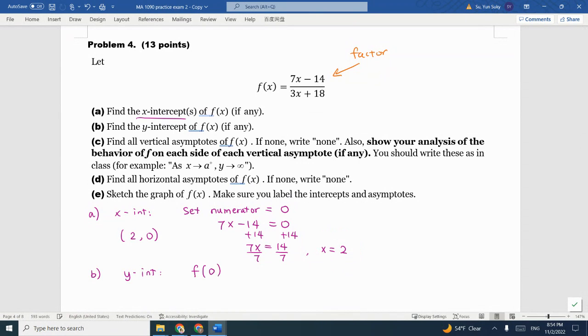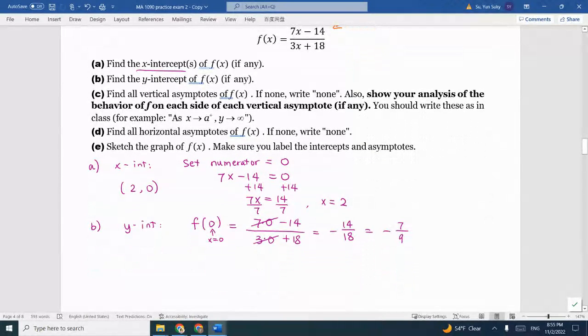Y-intercept, you plug in x is 0. So in our problem, you plug in x is 0. So 7 times x, where x is 0, minus 14 over 3 times x, but x is 0, plus 18. You see, 7 times 0 is 0, 3 times 0 is 0, negative 14 over 18. 2 is a common factor. 14 is like 2 times 7, and 18 is 9 times 2, so we cancel the 2. We get negative 7 over 9.